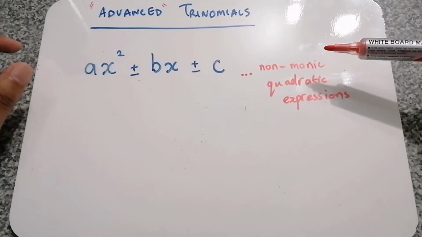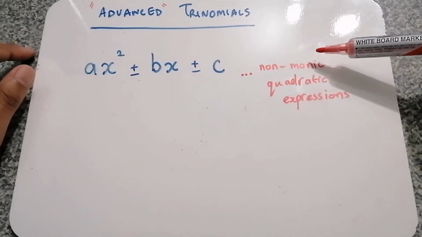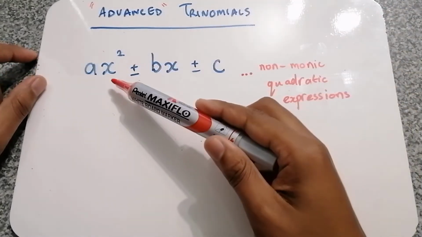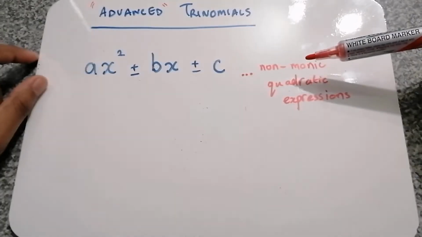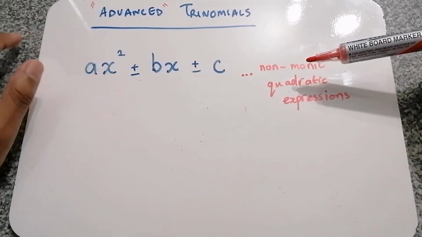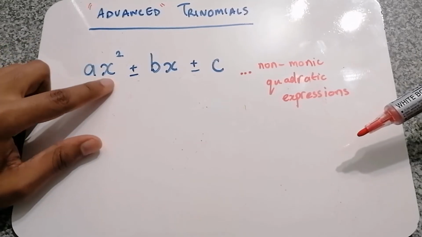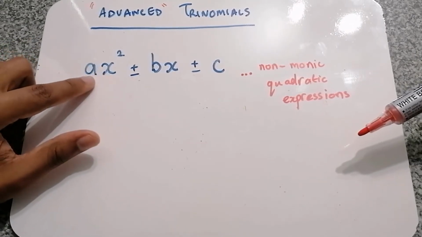The more correct way of referring to this is non-monic quadratic expressions. Quadratic refers to the fact that we have an x squared, and that being the highest power of the expression. Non-monic refers to when the number in front of the x squared is not a 1.